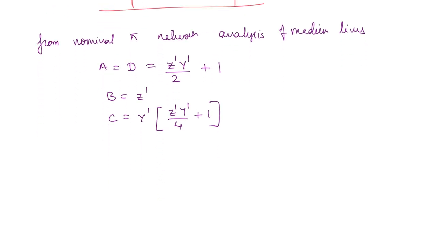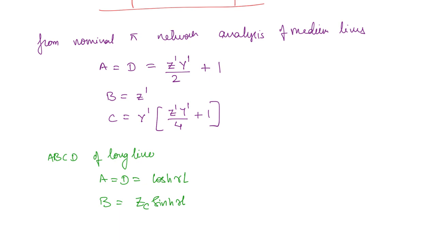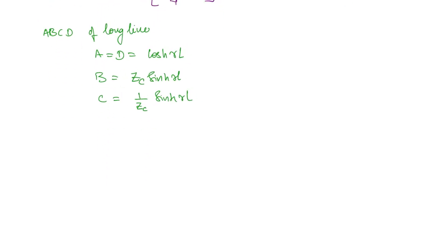And we have the ABCD parameters of the long line. A is equal to D is equal to cosh gamma L. B is equal to ZC sinh gamma L, and C is equal to 1 by ZC sinh gamma L. So from these two we can get the relation between Z dash, Y dash and the parameters ZC, gamma and L of the long line. So we are writing the final expression here, equating these relations.